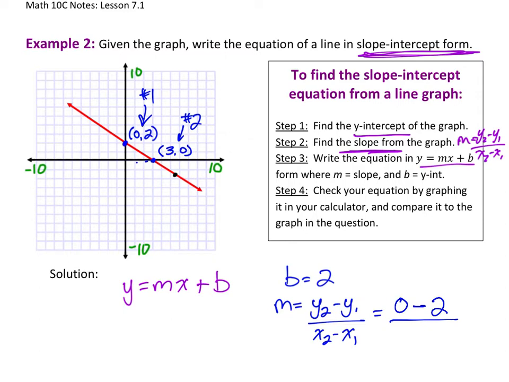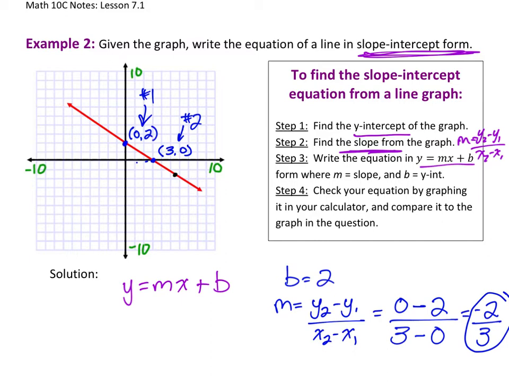Well, that's a good thing because our rise should be negative. And then x2 would be your 3 value, and then minusing x1, which is 0. So that leaves us with negative 2 over positive 3. And that would be the slope of this line, or the m value.